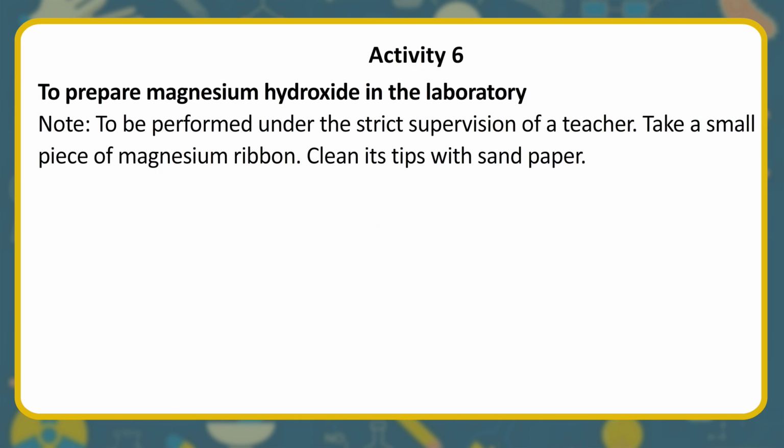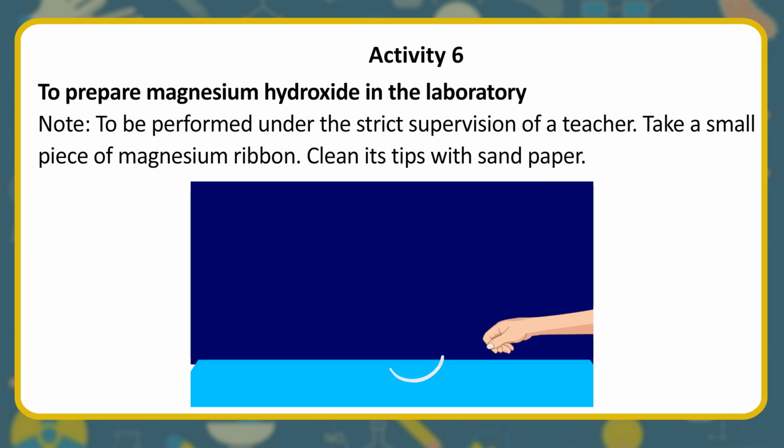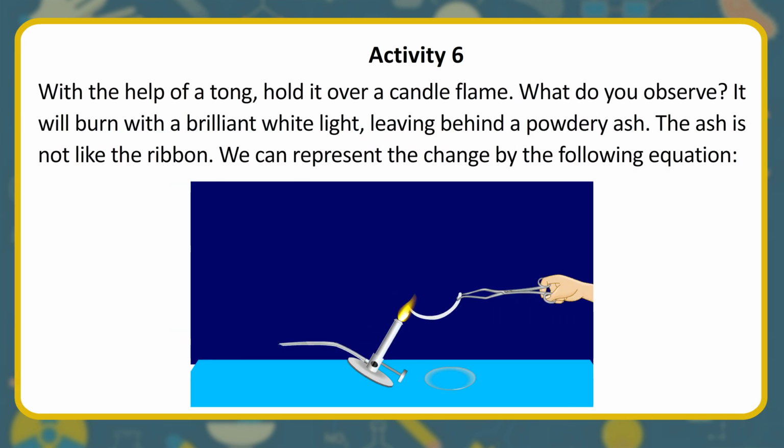Activity. To prepare magnesium hydroxide in the laboratory. Note, to be performed under the strict supervision of a teacher. Take a small piece of magnesium ribbon, clean its tips with sandpaper. With the help of tongs, hold it over a candle flame. What do you observe? It will burn with a brilliant white light, leaving behind a powdery ash. The ash is not like the ribbon.